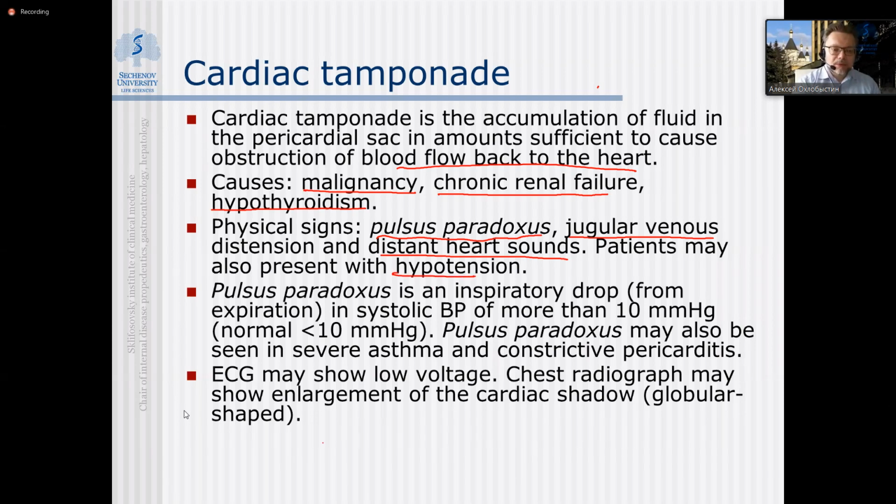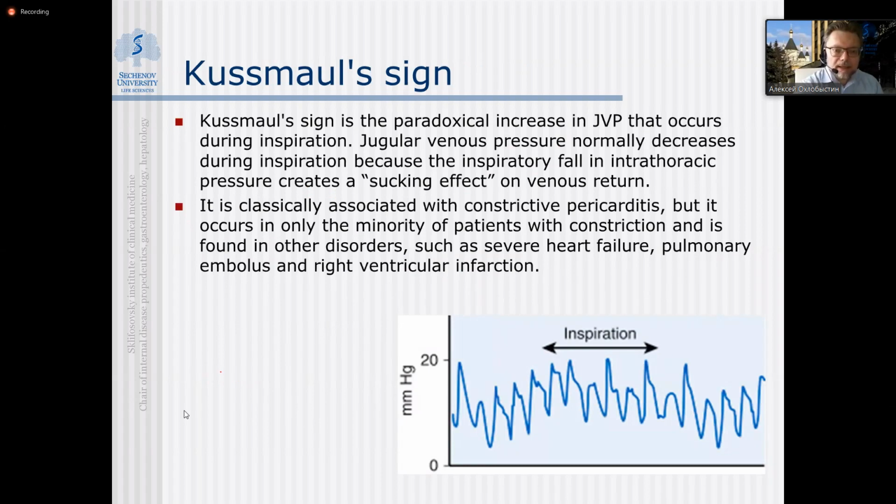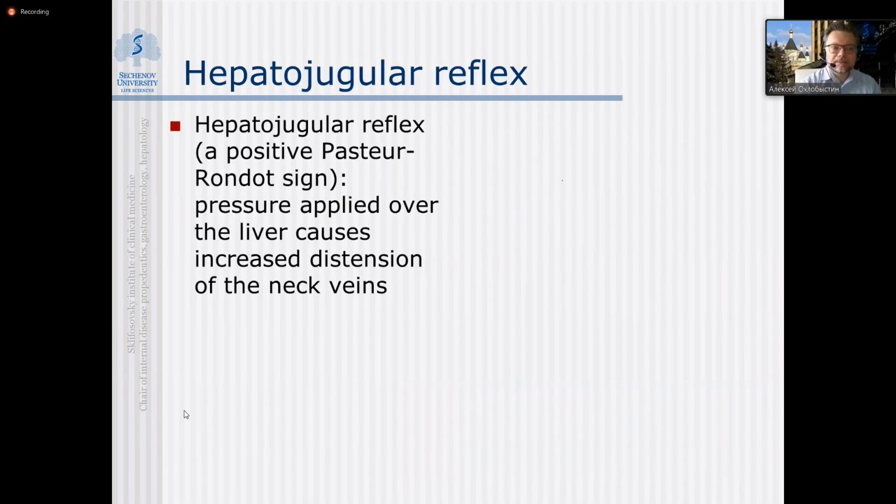Well, yes, pulsus paradoxus, low voltage on the ECG, another important marker. Hepatojugular reflex is sometimes called positive Pasteur-Rondeau sign, a situation when you press over the liver. It's quite a simple maneuver. Unfortunately, I was unable to find a photograph of it.